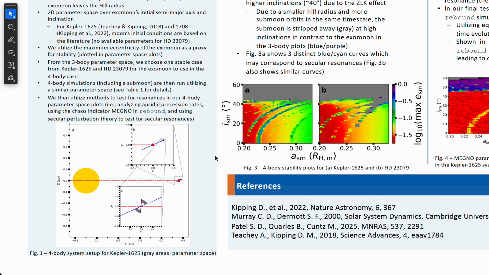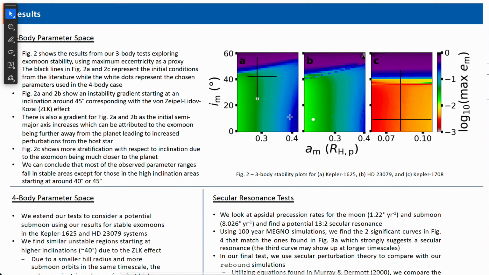Secular resonances occur when precession rates from multiple bodies overlap. This can lead to orbits changing shape and higher eccentricities, which increases instability rates. Firstly, we use raw time series data on the epsilon precession rates of the moon and submoon to find integer ratios that could possibly point to a secular resonance. We then use the built-in chaos indicator in REBOUND known as MEGNO, which tests for chaotic orbits in the simulation. Finally, we use secular perturbation theory to run secular simulations to compare to our REBOUND results.